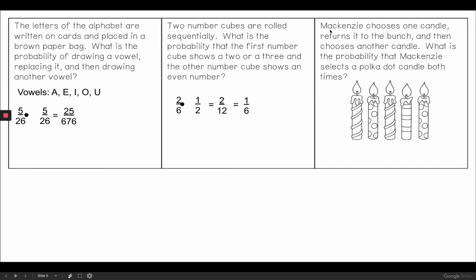Next question. Mackenzie chooses one candle, returns it to the bunch, and then chooses another candle. What is the probability that Mackenzie selects a polka dot candle both times? Well, how many total candles do we have? 1, 2, 3, 4, 5 candles, and there are 2 polka dot ones. So I have a 2/5 chance times a 2/5 chance, and I can't reduce anything, so 2 times 2 is 4, 5 times 5 is 25, so I have a 4 in 25 chance of getting a polka dot then a polka dot.